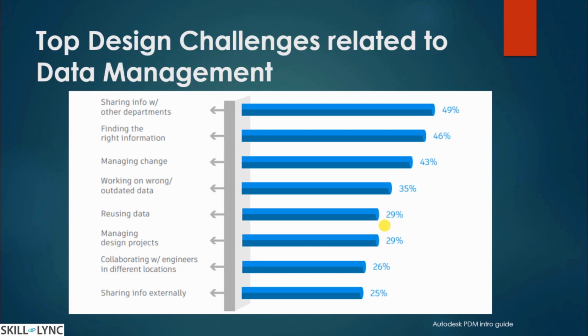And then around 29% is spent in managing design projects, because those impact the project life cycle that we have spoken about earlier. And then nearly 26% of the time is spent in collaborating with engineers in different locations. So what it means here is that you have to continuously keep track of the files that are being circulated among the different locations, and you have to have a solid IT infrastructure wherein you can save and distribute the data confidentially. And also close to 25% of the time is spent in sharing the info externally.